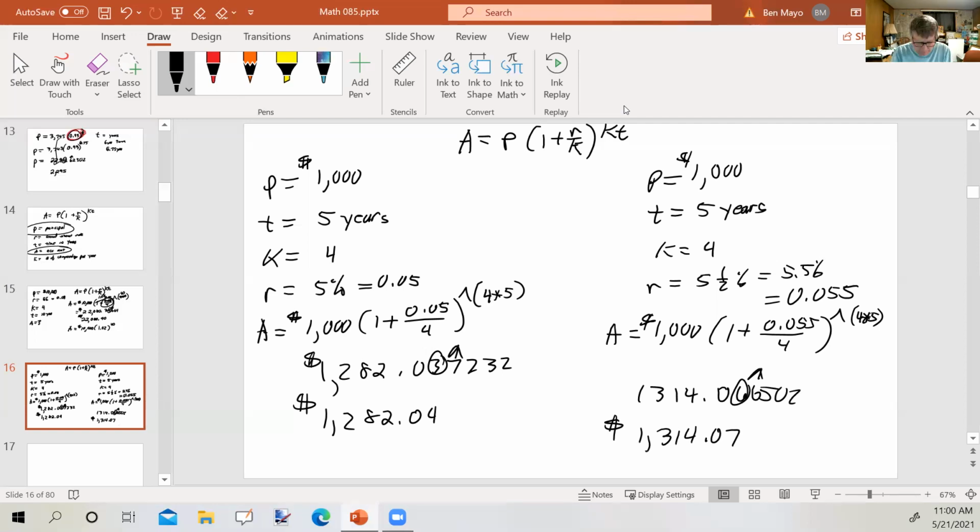Now, the question said, how much more? So we're going to take 1314.07 minus 1282.04, and we get 32.03, so $32.03. Now, you might say, well, that's really not much on a $1,000 investment, but if you had a choice between two investments, with the one with the higher interest rate, you'd get $32 more. Why not? But again, just to show that changing the interest rate a little bit also increases the amount of money that you would get.